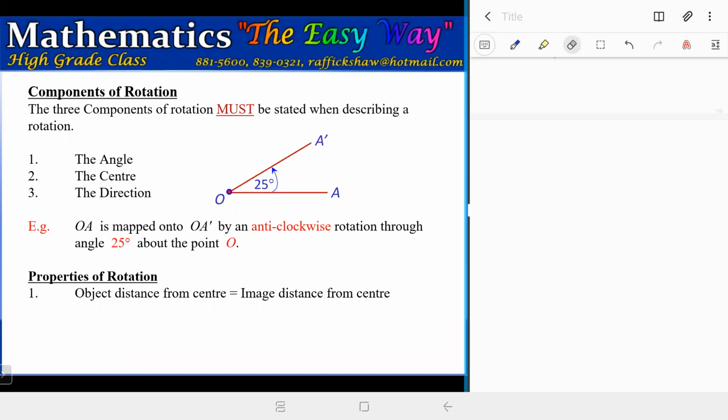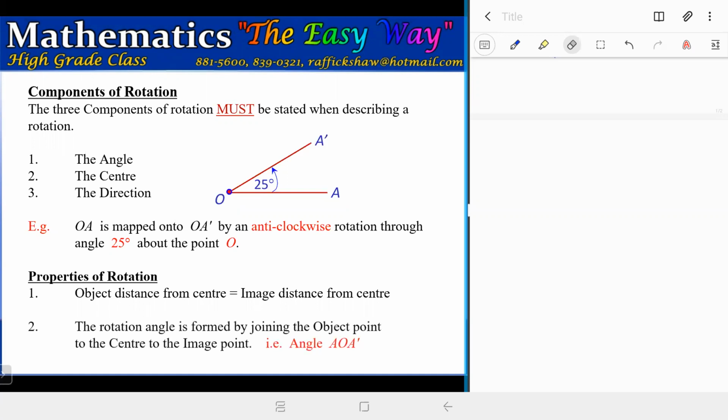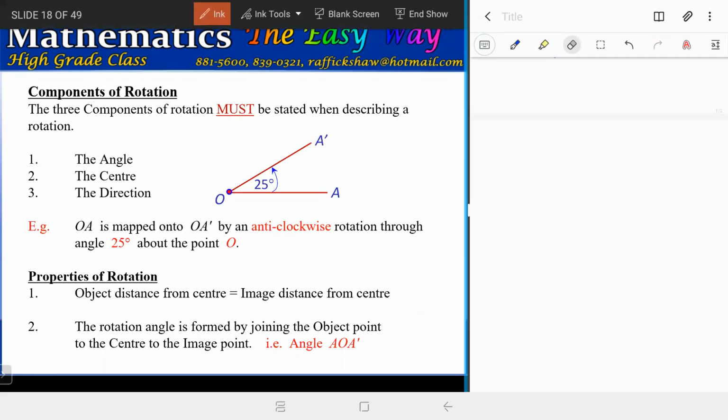That's the first one. The second one is that the rotation angle is the angle between the lines joining the points. So what they're basically saying is that the center of the rotation is on a line. The angle of rotation is the angle between the lines joining point to center to point. Let me show you. That's what that means. The angle of rotation, you can see it there: point to center to point. The angle formed there is what we're seeing here, A or A prime. And that's also pretty obvious.